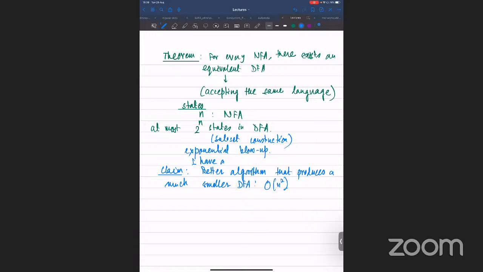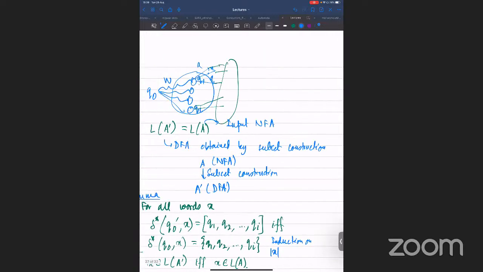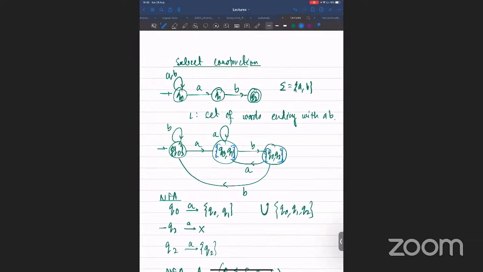Good question. So she's asking that, is it necessary that when you are going from n to 2^n, all the states are necessary? All the states may not be necessary. That's true. For example, here we had 3 states and we got another DFA with 3 states only. It was not 2^3. We didn't need all of them.